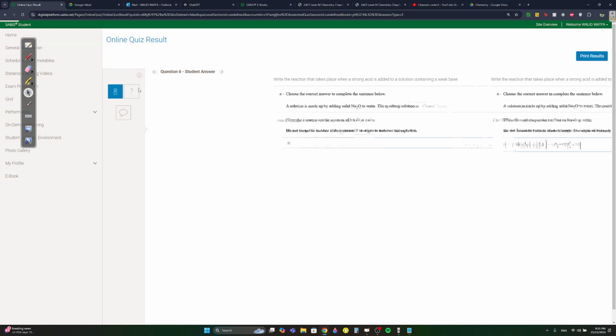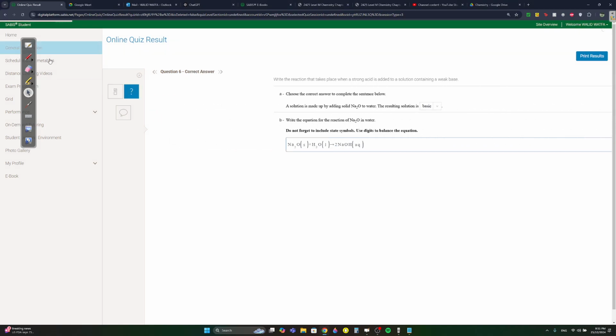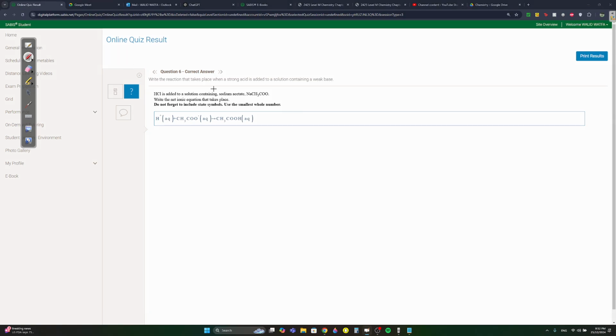Question 6. HCl is added to a solution containing sodium acetate. Write the net ionic equation that takes place. So, apparently NaCH3COO is actually a base. It's a weak base. It's not an acid. I thought it's an acid, but it's not.